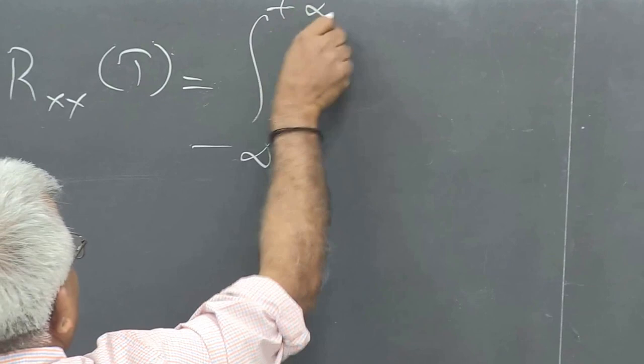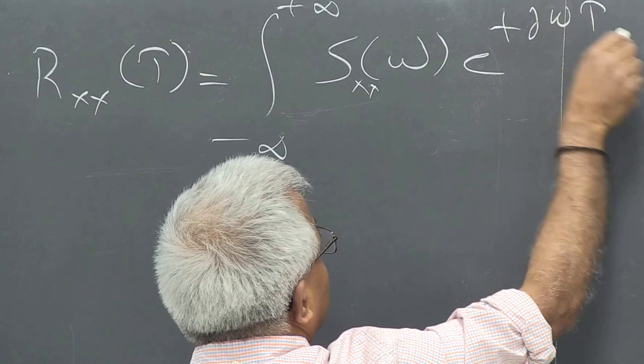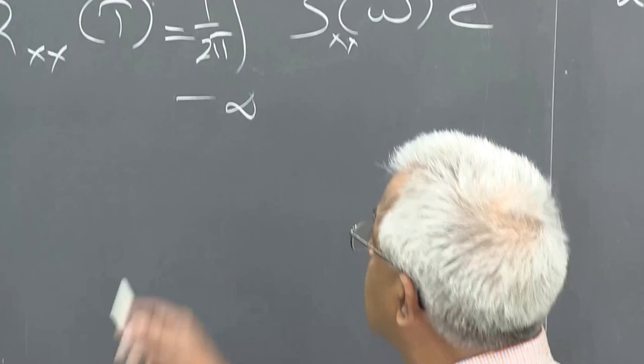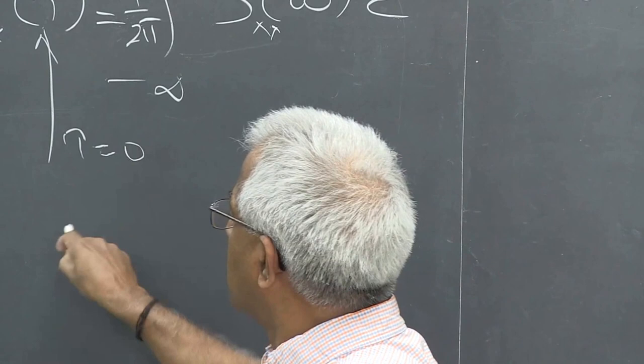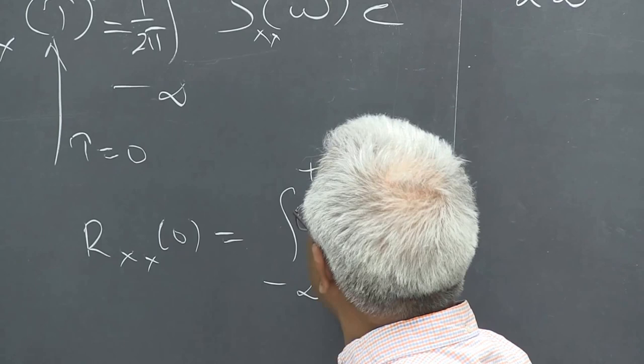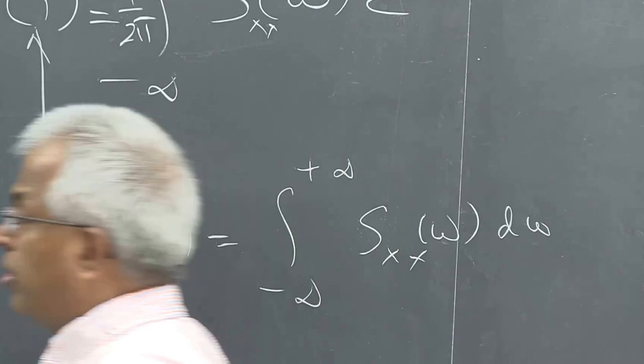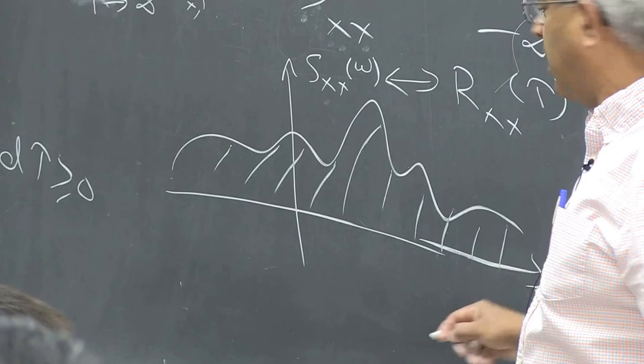So it's S of omega, and remember this is plus now, and 1 over 2 pi. Now, look at the top line, an interesting factor. Let me put tau equal to 0 here. So you get R_xx(0). What is on the right side? Tau is 0, so what do you get? What is that quantity on the right side? That's going to be the area under that power spectrum, right?